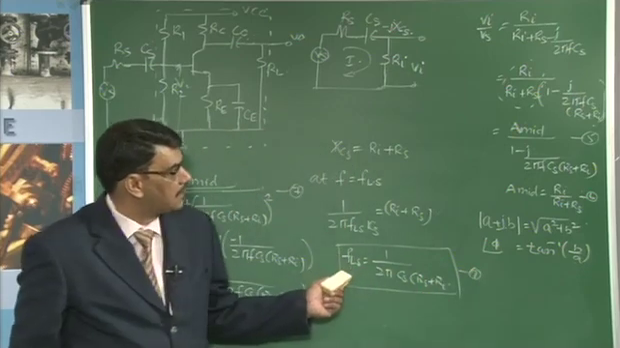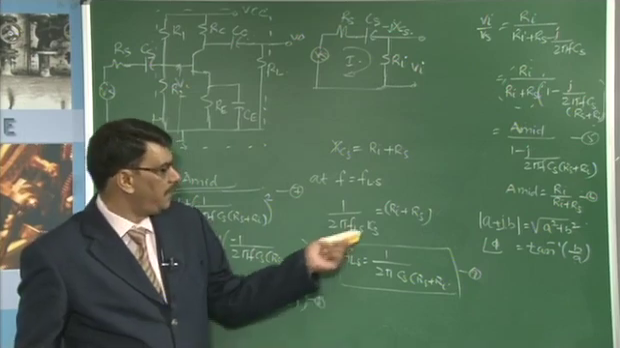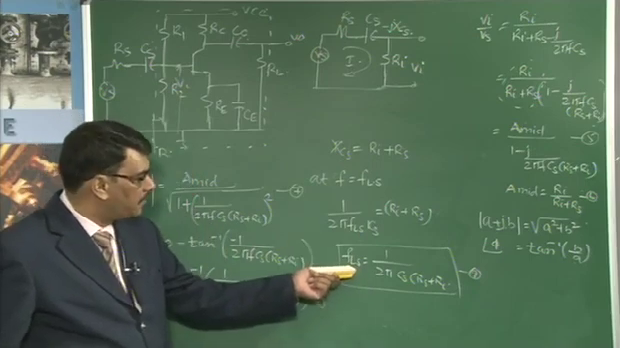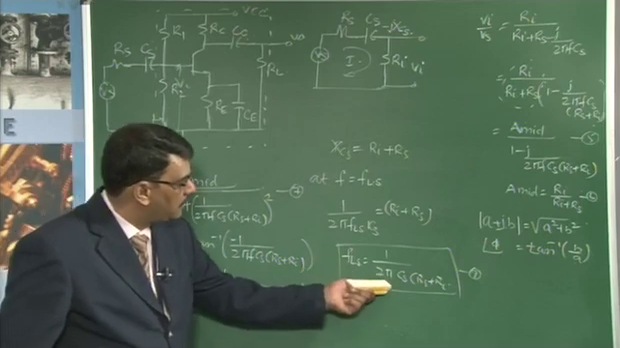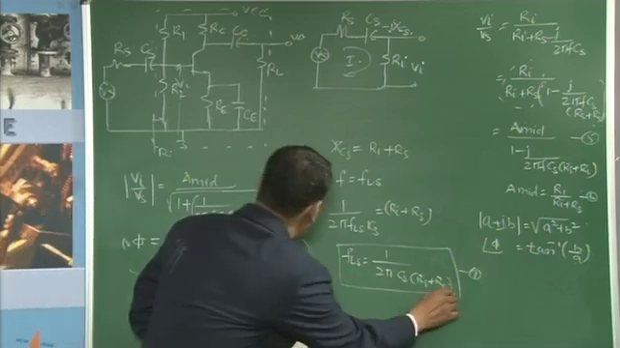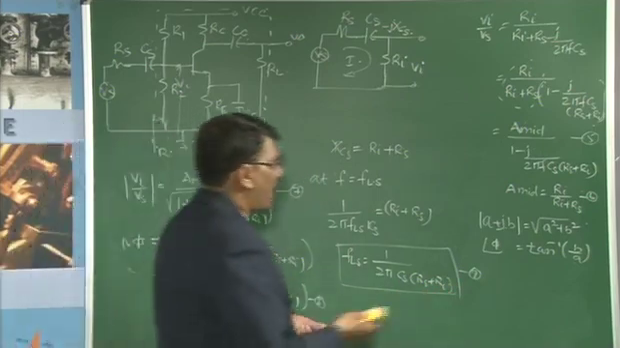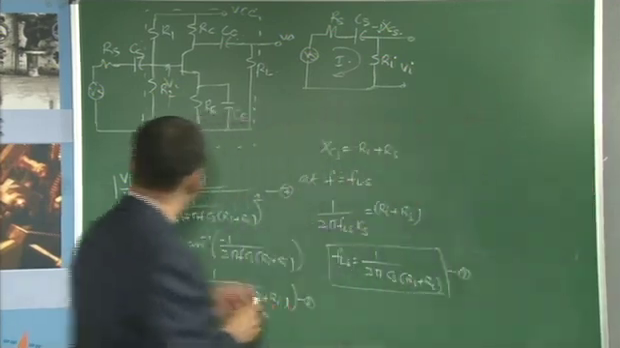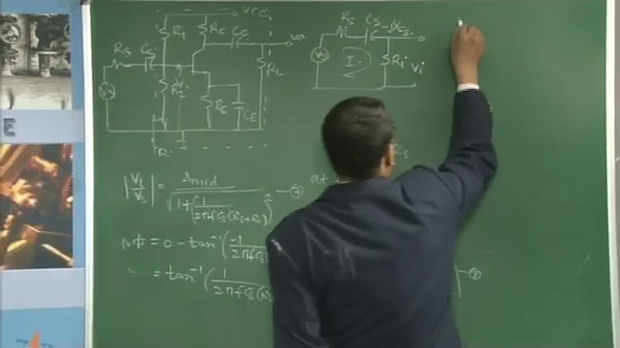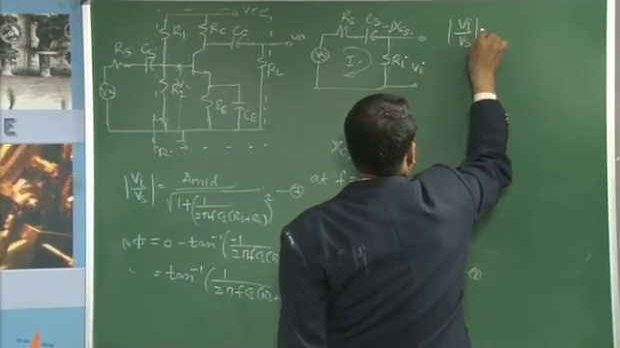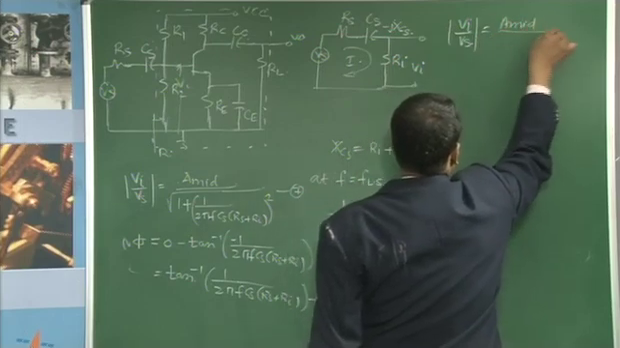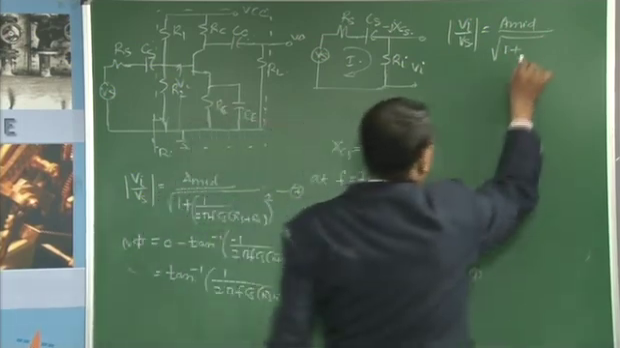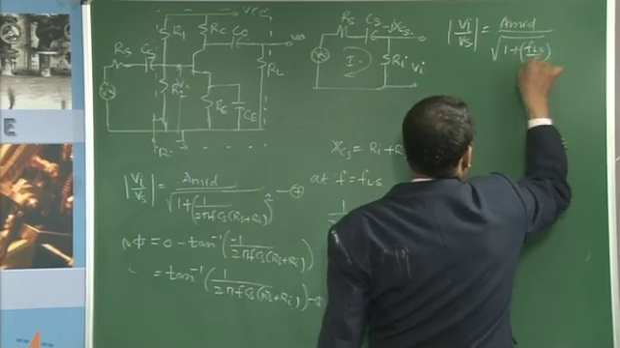Now, what is this FLS? We are defining f equal to FLS as one particular frequency, so we have to define this frequency. How? We substitute 1 by 2 pi Cs into (Rs plus Ri) from equation 9 into equation 7. Then the magnitude of the amplifier gain Vi by Vs is given by A mid divided by the square root of 1 plus the square of its reciprocal, which is FLS by F. Therefore, you can write (FLS by F) whole square.